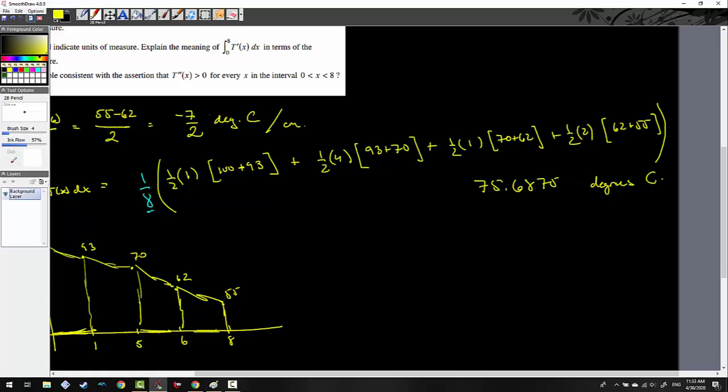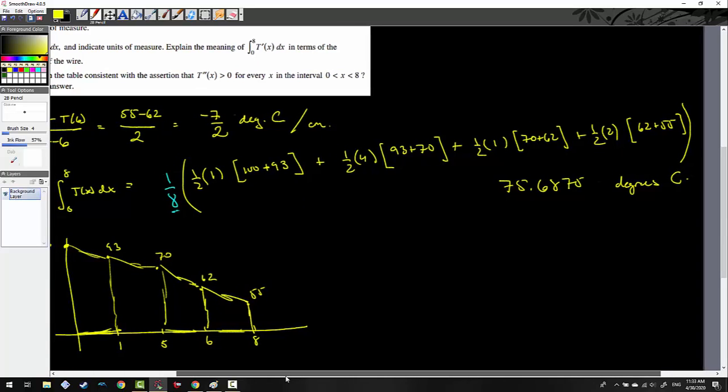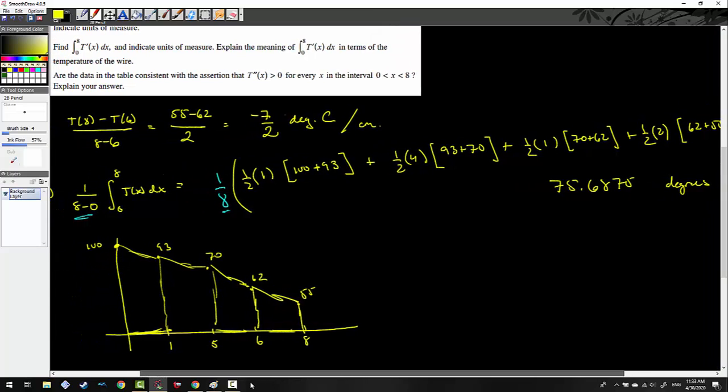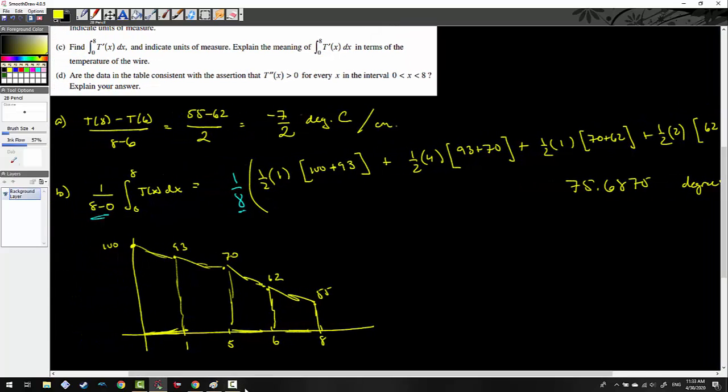Okay, I'm going to clean up the board a little bit. Copy this down if you need to, hit the pause button if you need to, and I'll be back with parts C and D.